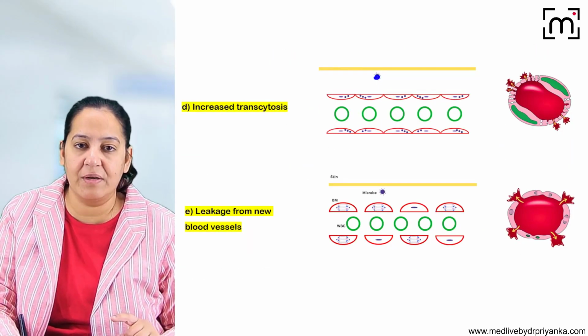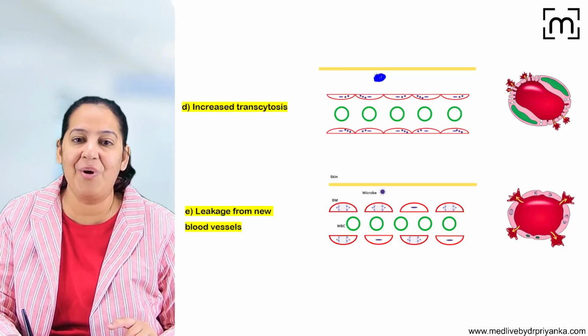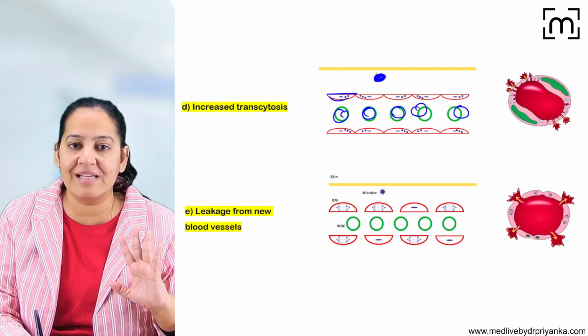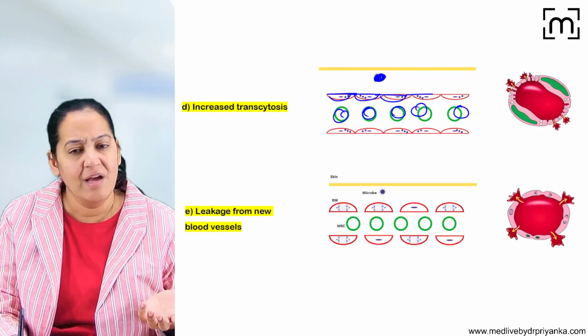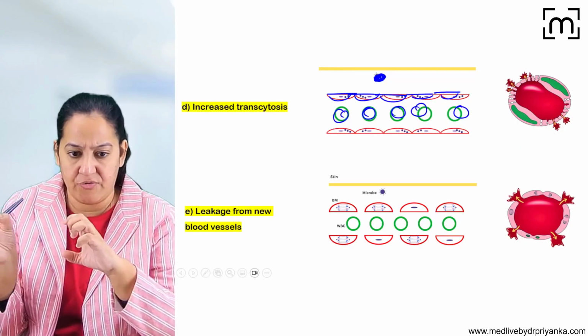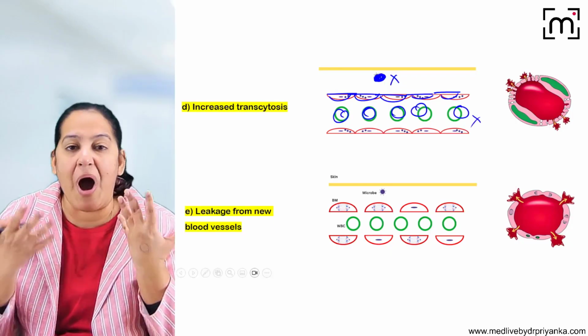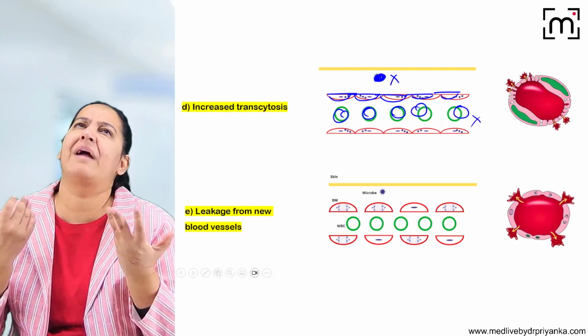The fourth mechanism: no one will create the gap. Neither the terrorist will create the gap, nor the army will create the gap, and nor will the endothelial cells contract. You will say, ma'am, what are you saying? Neither the endothelial cell will contract, nor the terrorist, nor the army creates the gap, so how will the gap be created? I'm saying the gap is not at all created.